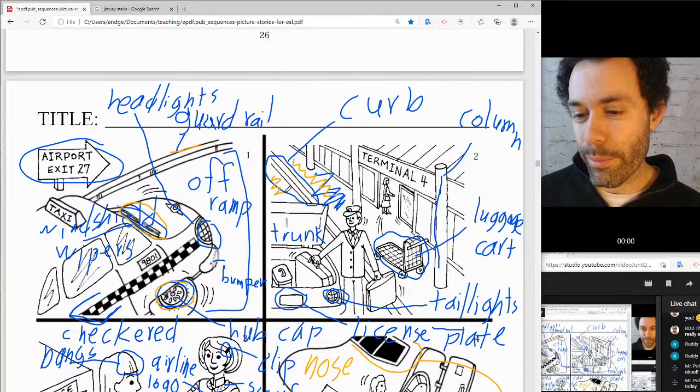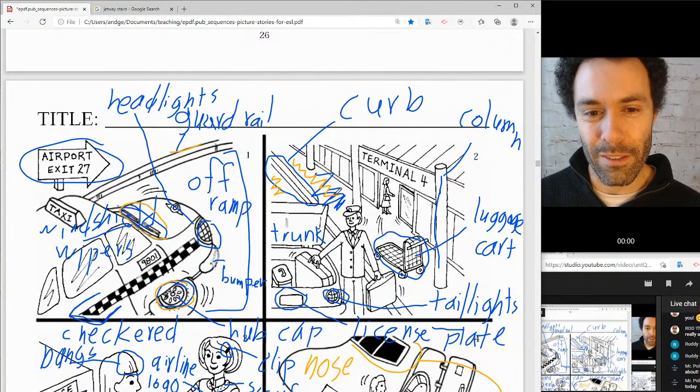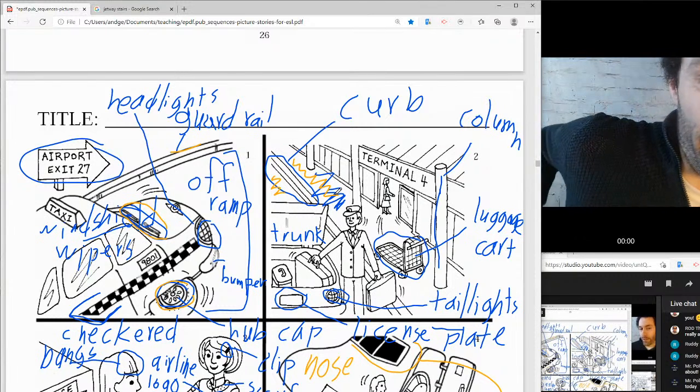Rod says he's a work in progress in English. I'm also a work in progress in English. There's always things to learn about whatever language you're learning or your first language.